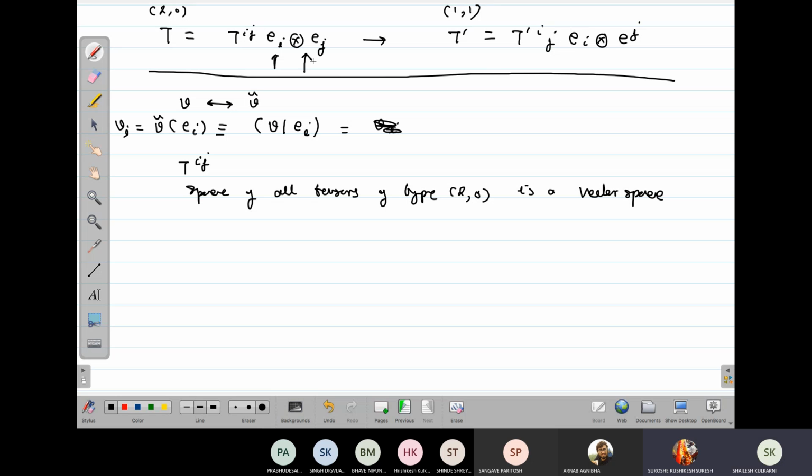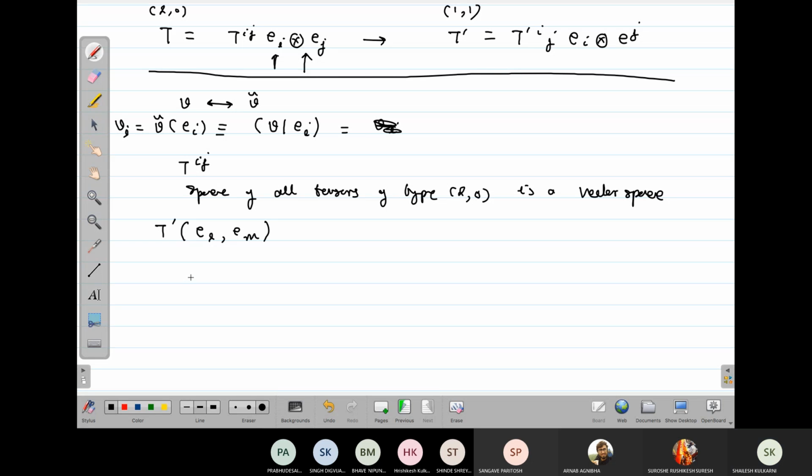Yes, sir. Understood. So you consider the action of T. Suppose T prime is a dual tensor to this T. T is a tensor of rank (2,0), so it must act on two dual vectors. T prime is a dual tensor to this T. That means it must act on two vectors, say EL and EM.